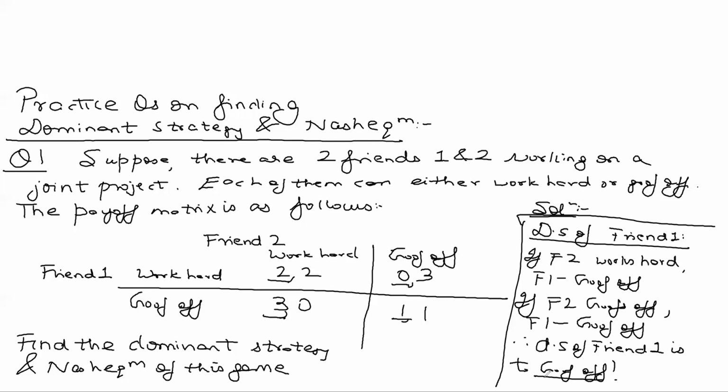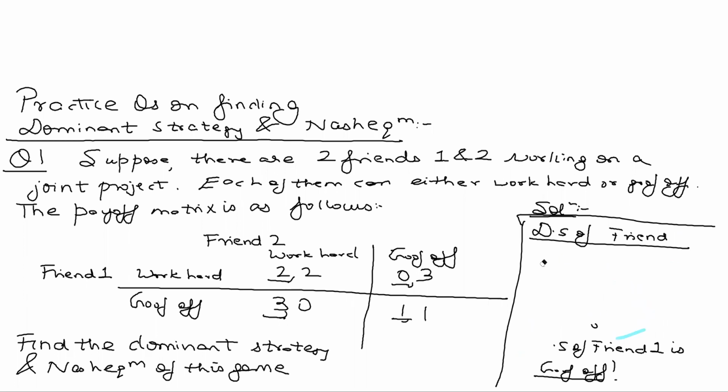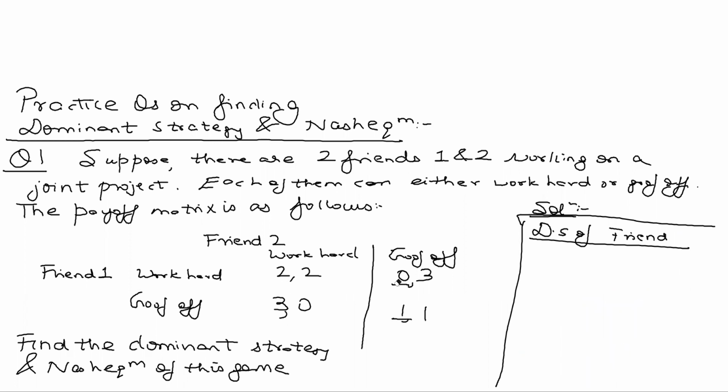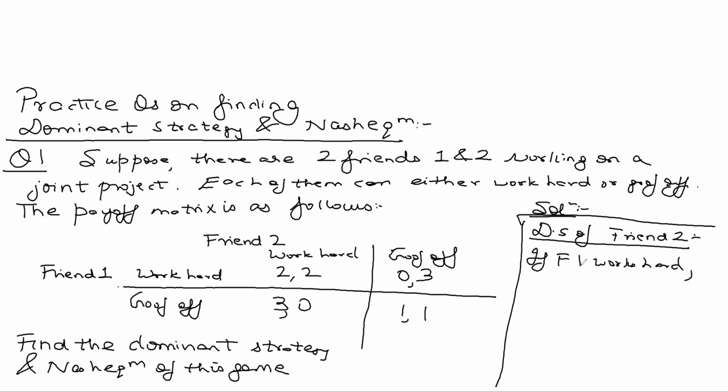Similarly, we can find the dominant strategy of friend 2. So let's find the dominant strategy of friend 2. So let's see how friend 2 will respond to friend 1's action. So if friend 1 works hard, what will friend 2 do? Friend 2 will goof off.